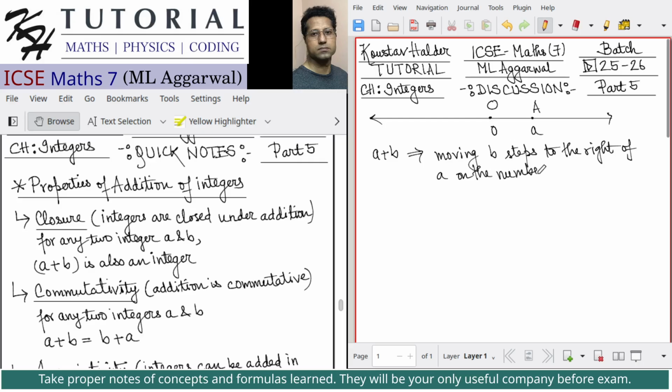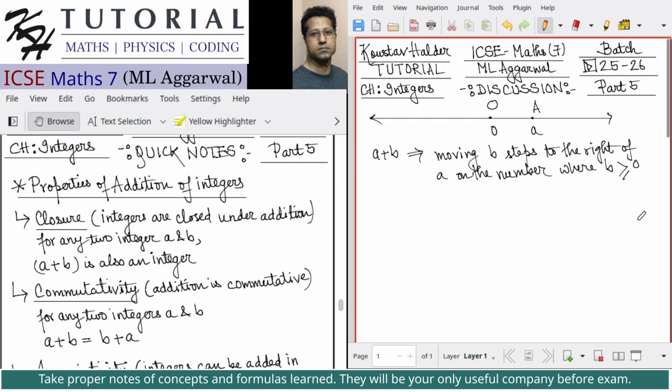So a plus b is nothing but, since b is an integer, b could be positive or b could be negative. But when I say a plus b, moving b steps to the right of a on the number line, definitely I mean the case where b is greater than 0, or you can also say b is greater than or equal to 0. So moving a plus b when b is a non-negative integer, that is b is greater than or equal to 0, it means that I am moving b steps to the right of a on the number line.